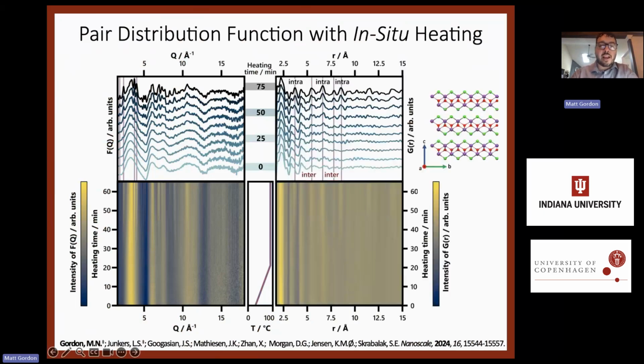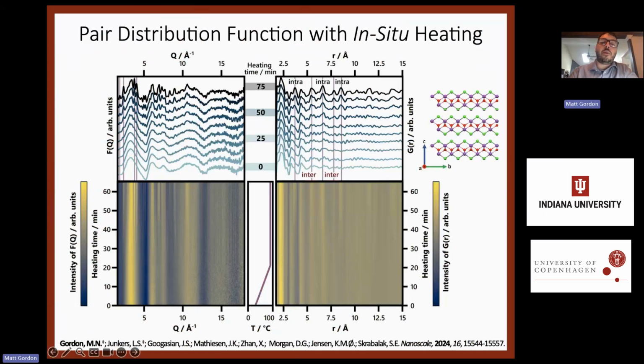oxyhalide. Looking at that same data in real space, we were able to map that to specific intra-layer and interlayer bismuth-bismuth distances. The bismuth-bismuth distances are particularly noticeable just due to bismuth's very high atomic number. And so we were able to break down this data and look at it.